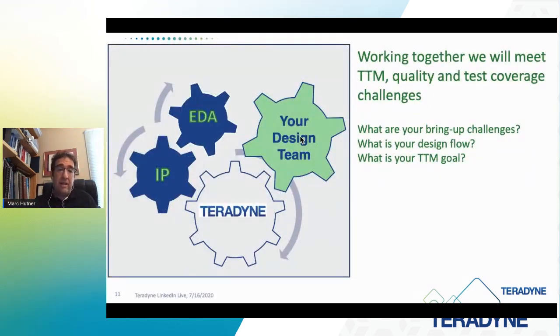So really what it comes down to is, we really need to work together. What we can improve is time to market. There's a potential of improving quality and test coverage, but we really have to understand where your challenges are. And so we have to start with, what are your bring up challenges? What is your design flow and how we can best meet that? And what's your TTM goal? So how much of an improvement you have to do to really get there. So we're here to support you and help with all of your debug efforts.